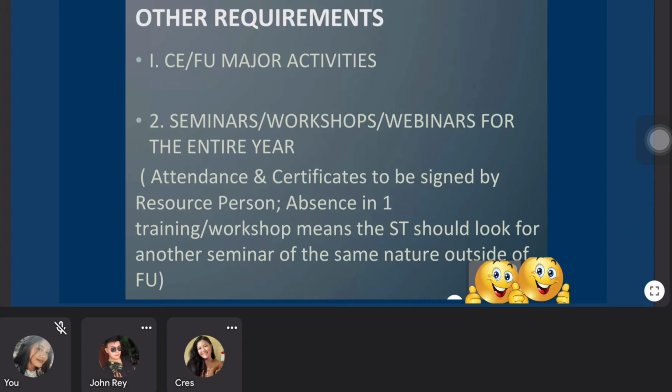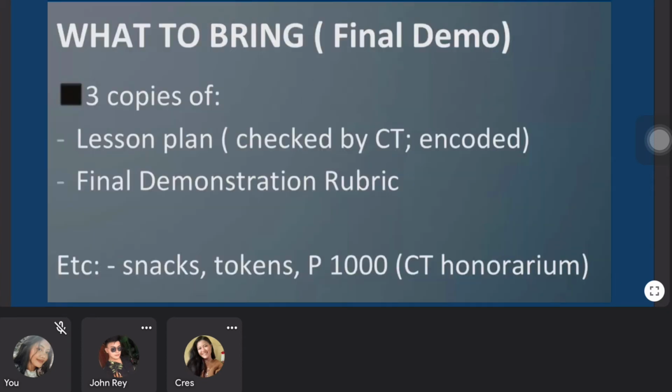Okay, so what to bring? This is during final demo. So we are going to bring 3 copies of lesson plan. This is checked by the critic teacher and of course encoded, and 3 copies of final demonstration rubric. And then other things are snacks, tokens, and 1,000 pesos for our critic teacher honorarium. 1,000 pesos.